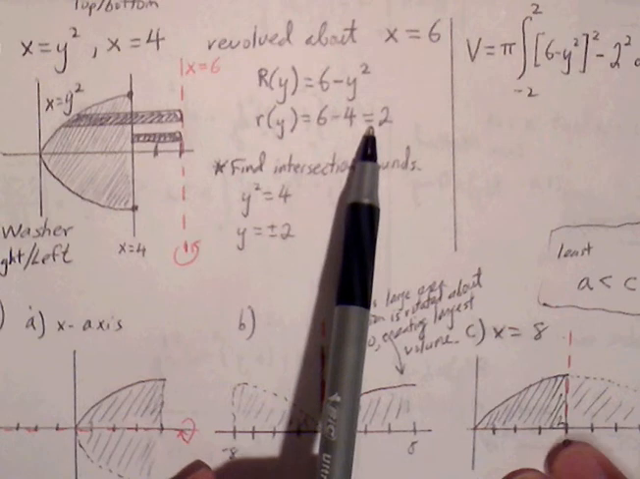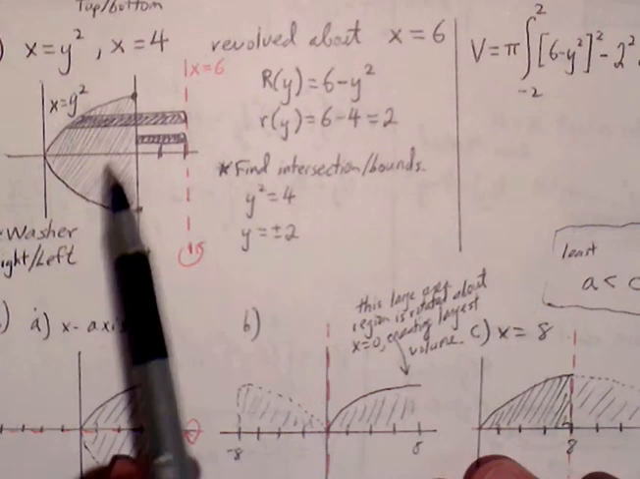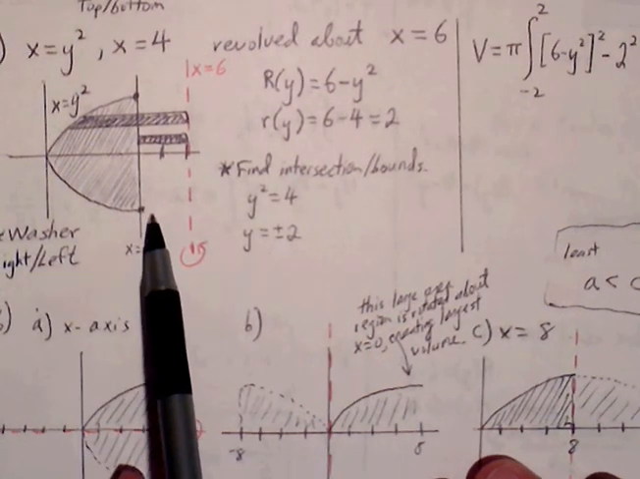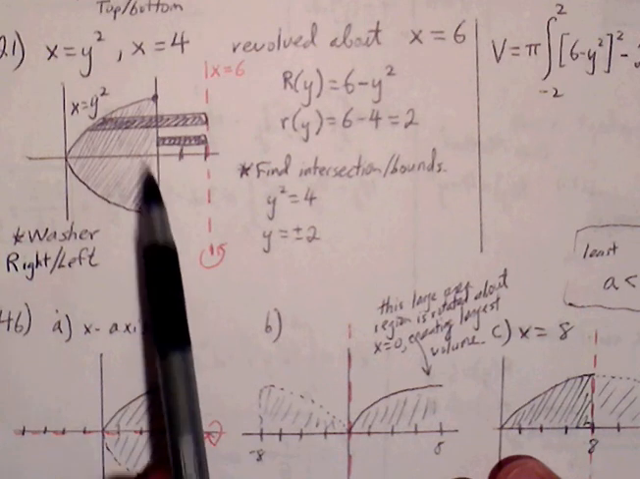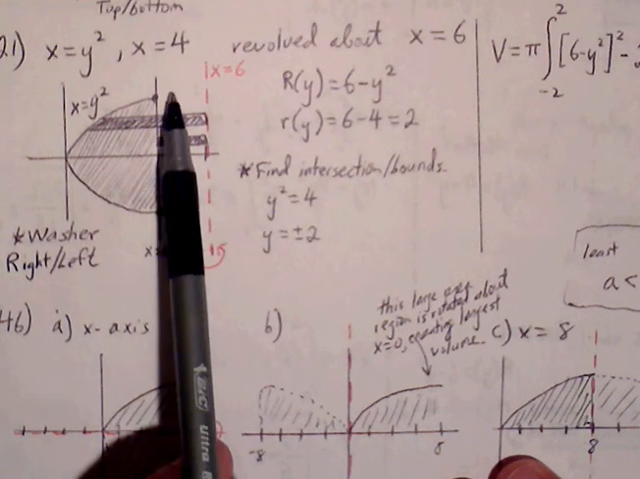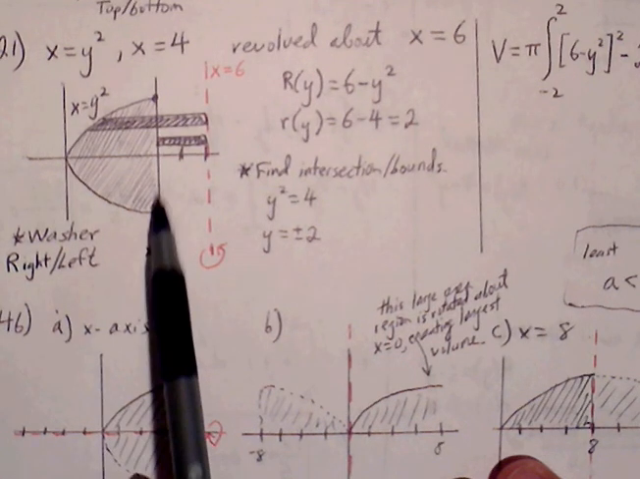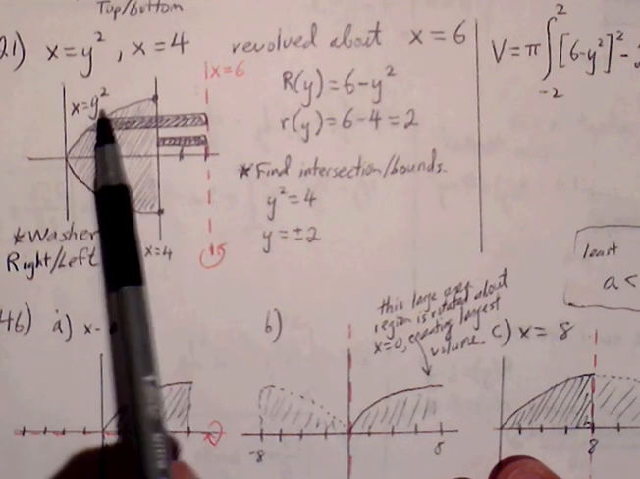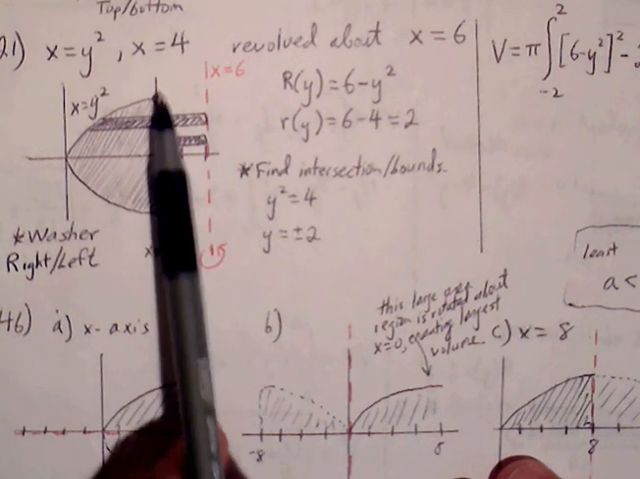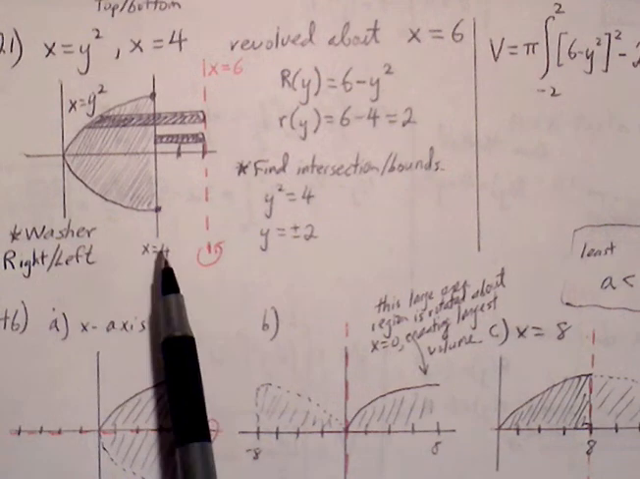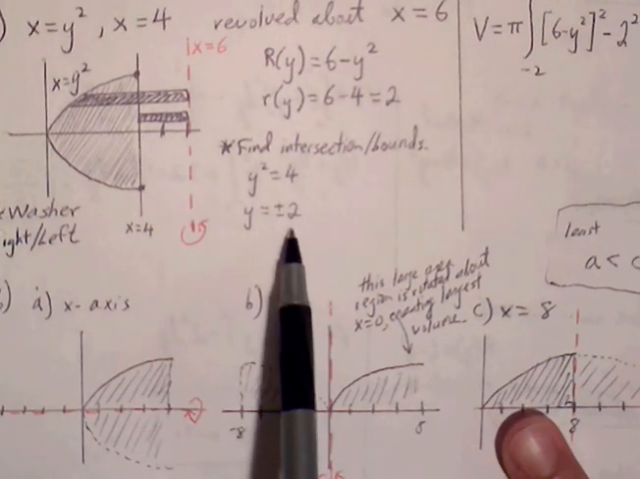Okay. Next thing we need to do is find intersections. So we have to identify the lowest y value and the highest y value. To do that, we need to find these 2 points. If I set this equation, x equals y squared, equal to this equation, x equals 4, then basically I can set y squared equal to 4. If I do that, then I can locate these 2 points, which we'll use for our bounds. So set y squared equal to 4, y is equal to plus or minus 2.